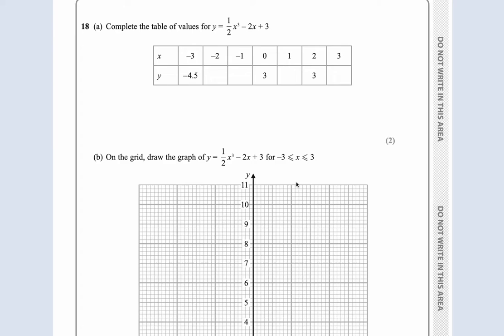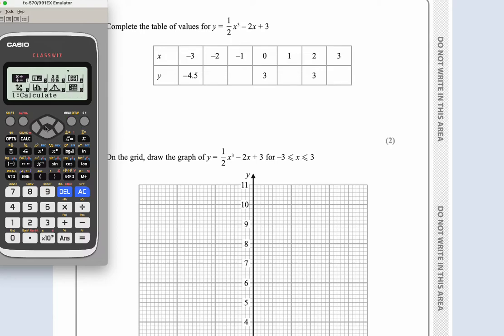Okay, question 18. Complete the table of values. Right, guys, you can sub in the x's to get the y, or you can do it the quick way, and let's face it, better way of creating a table, writing here a half x cubed minus 2x plus 3, we're just writing it in. Press enter. G of x, I don't have a g of x, so we'll skip that. I'm starting from negative 3, and I'm ending at 3. And the step is 1, because it's going up in 1s. Press enter, and it gives me the table.